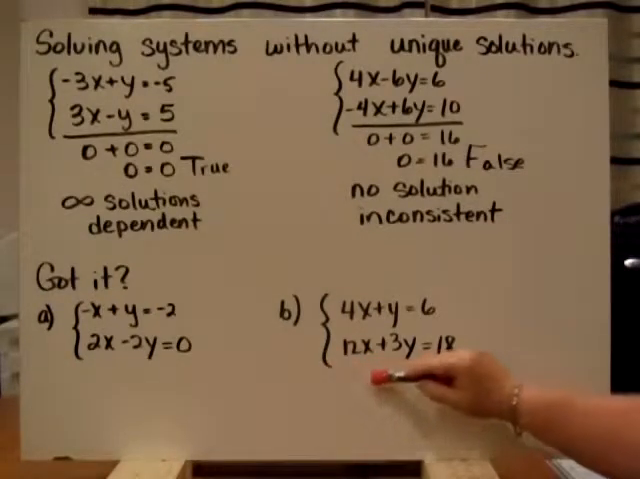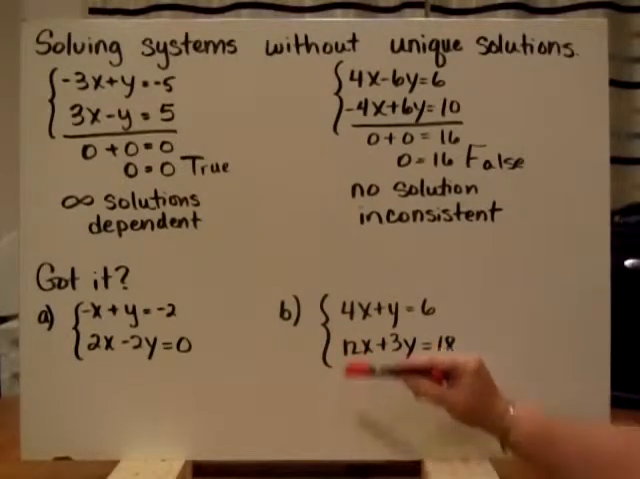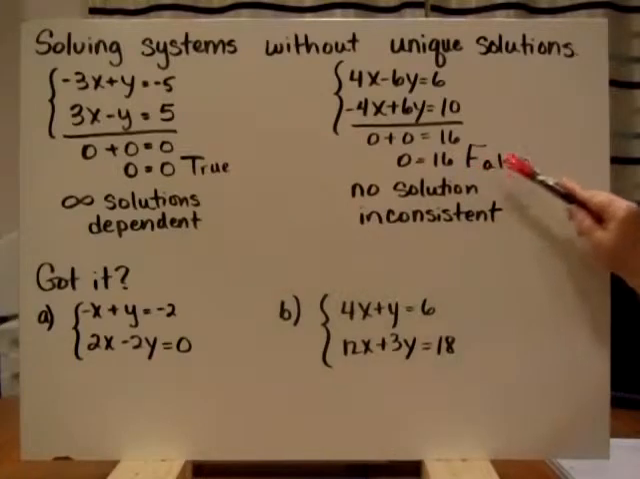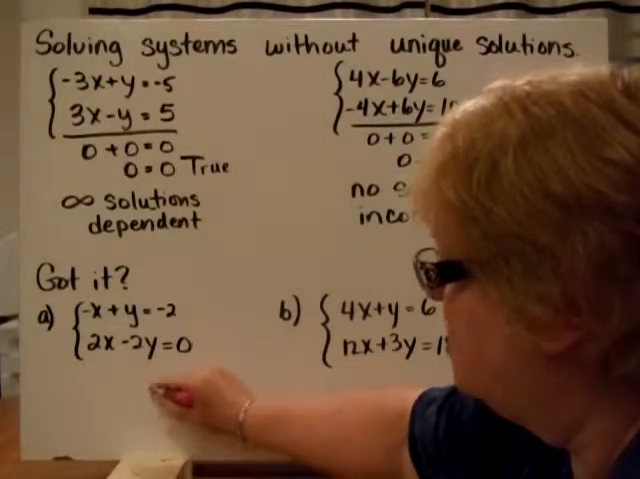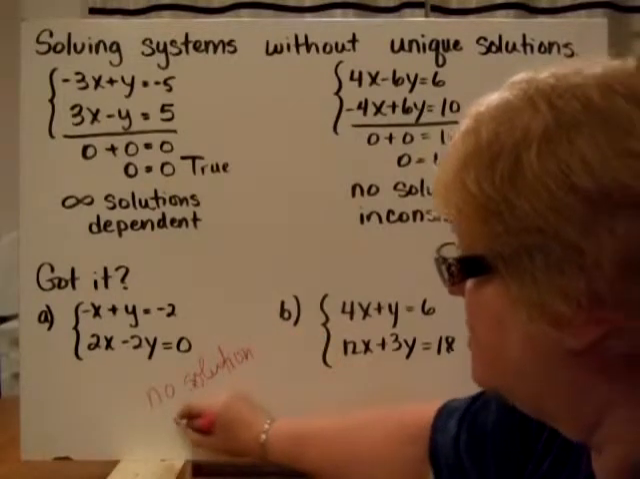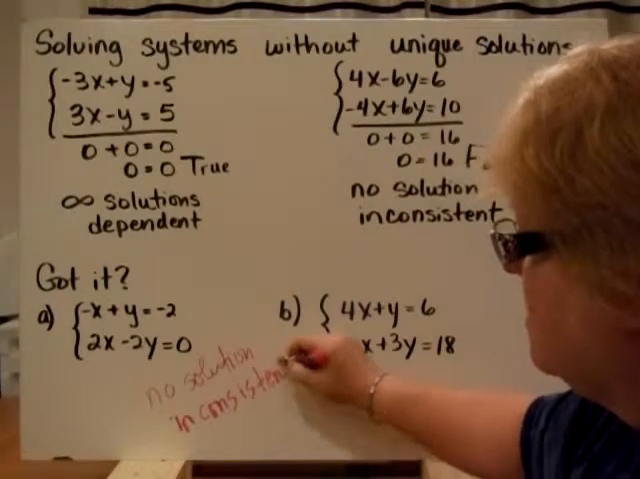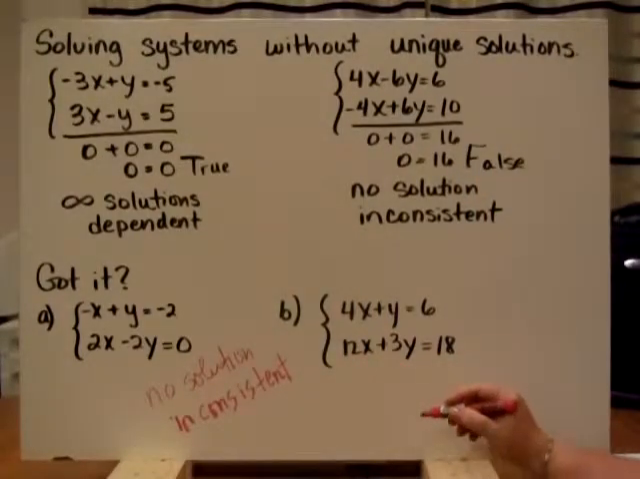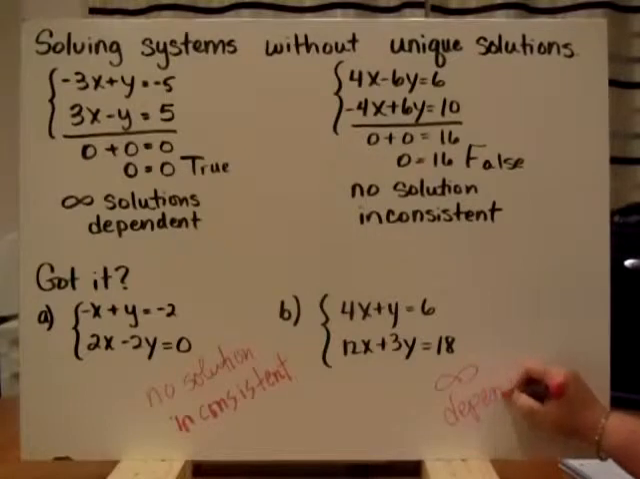So on this guide, you need to check these two systems to see if you have a unique solution, if you have a true statement, or if you have a false statement, to see what kind of a solution you have. And on this first one, you get no solution. So it is an inconsistent system. And on the second one, you get a true statement when you work it out, which means you have an infinite number of solutions, and this is a dependent system.